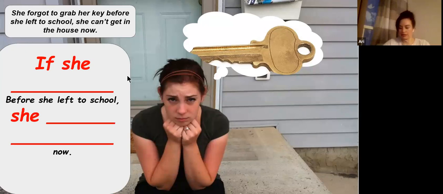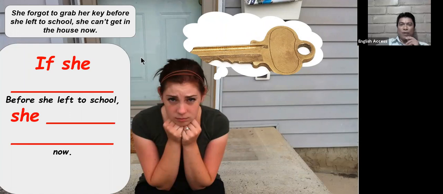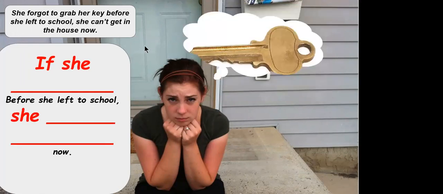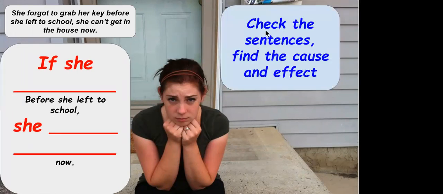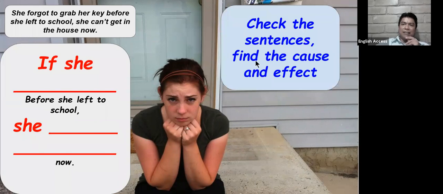If she weren't forgot. All right, let's go one step at a time. If she hadn't. Yeah. If she hadn't forgot. Find the cause and effect. What is the cause and what is the effect?